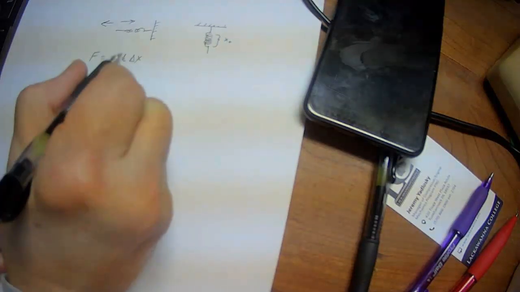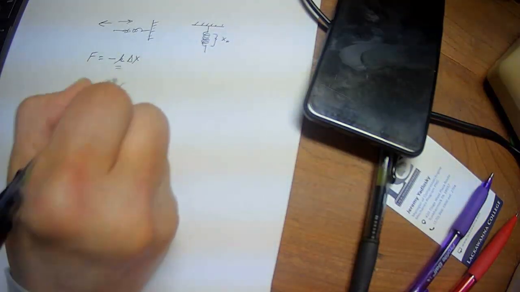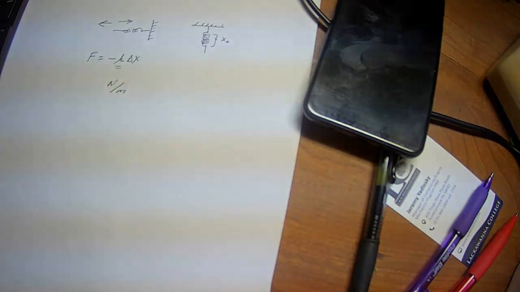So if it's an 18 centimeter spring, it'd be 0.18 meters. If it's a 5 centimeter spring, 0.05 meters or whatever. Now this k value is the force constant for the spring, and that has a unit of newtons per meter. So every meter you stretch it, you have to put a certain amount of newtons of force into that.